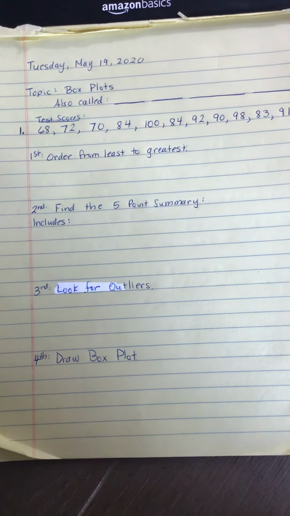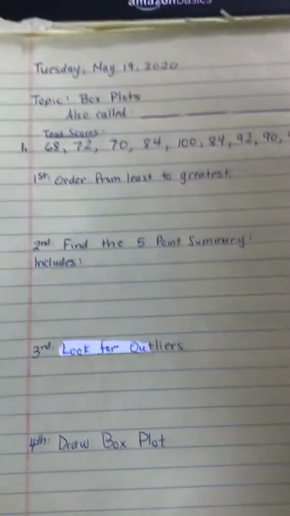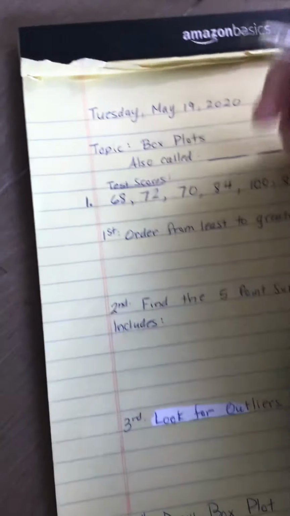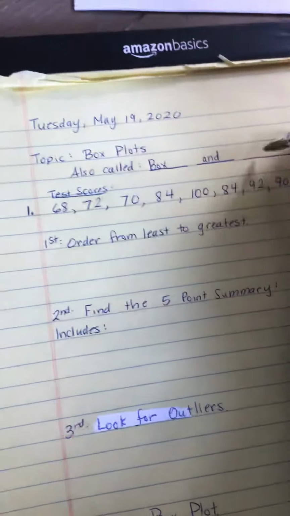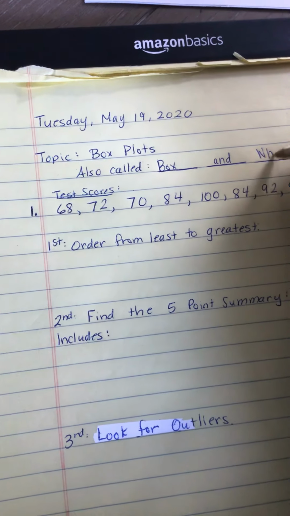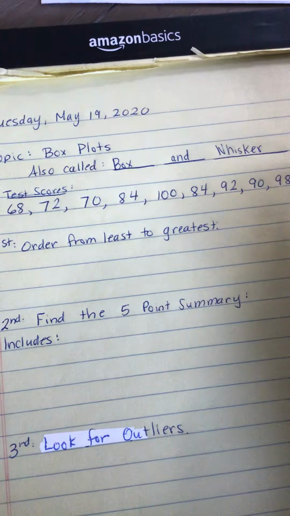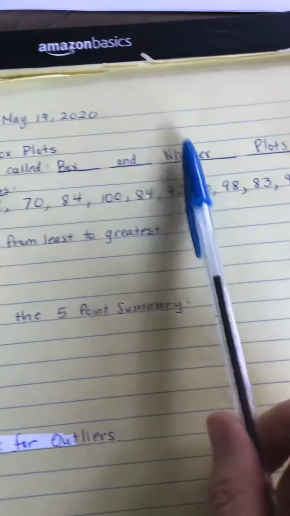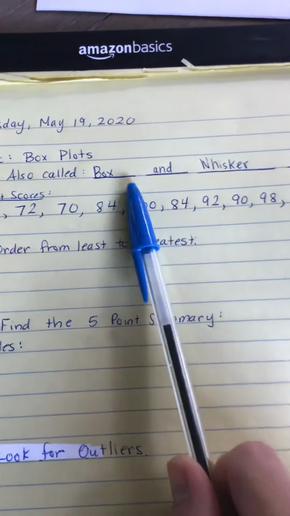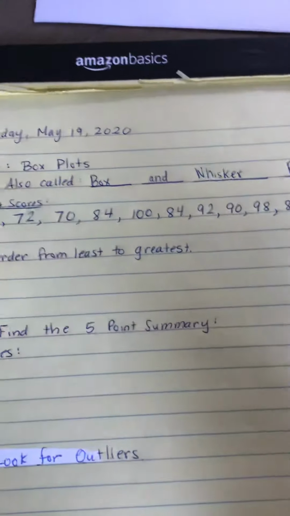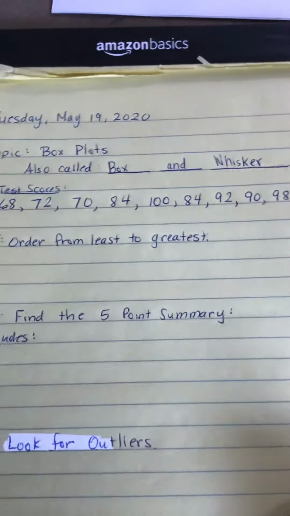All right, you should be back. Box plots, also called box and whisker plots. A kid lost points because he didn't add the whisker on a Regents because it said box plots. So you need to know that they mean the same thing. Even though it just says box plots, you still have whiskers, okay? So it's box and whisker plots, and box plots are done the exact same way.